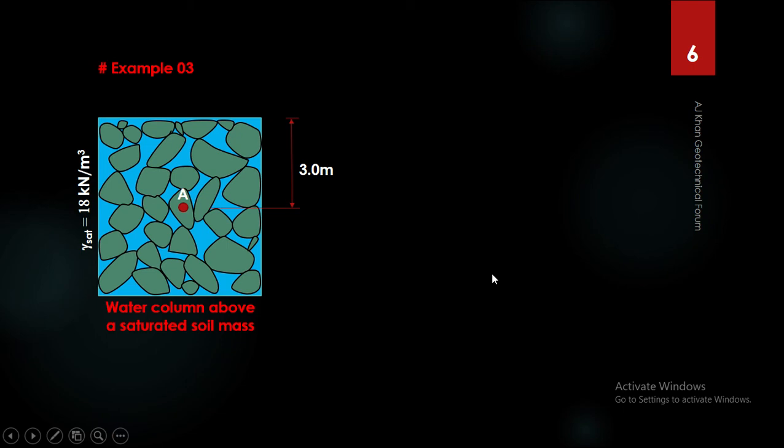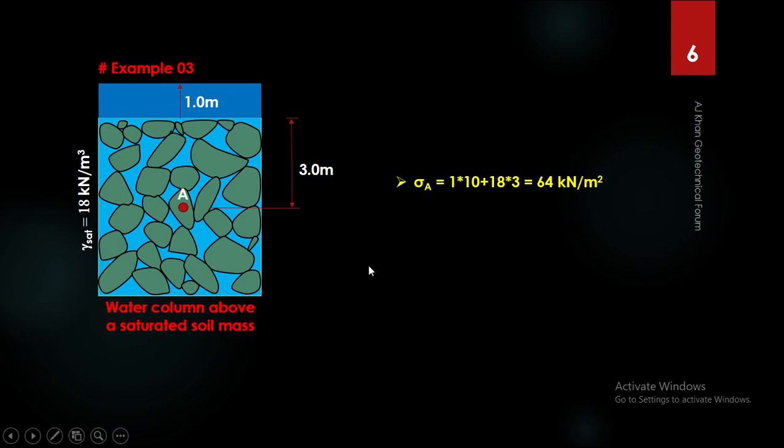Let us now go further, and again we are considering the same saturated soil mass of gamma sat equal to 18 kilonewton per meter cube and considering the point A 3 meter below the surface, but in here we have a different scenario. We have a water table rise or water level rise of 1 meter above the surface. And let us now calculate the total stress, pore water stress, and the effective stress at point A.